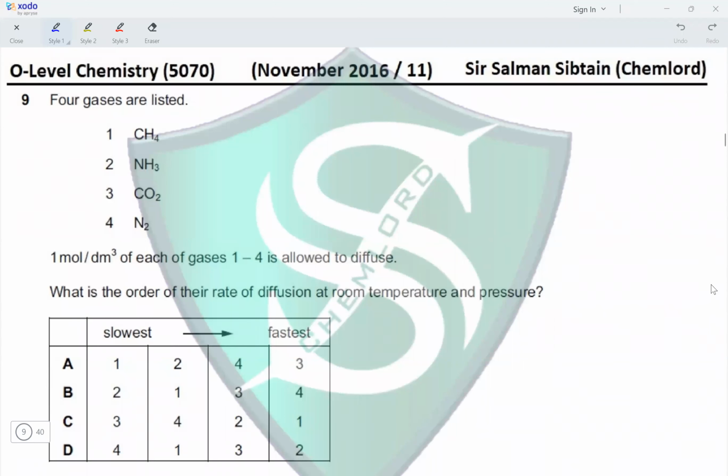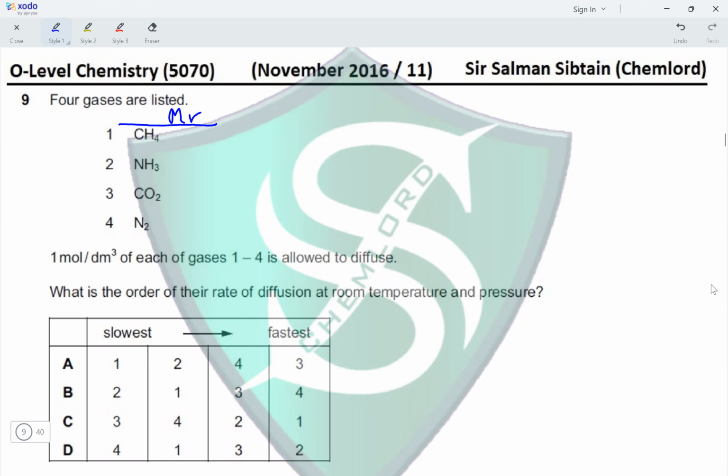Question 9. Four gases are listed: methane, ammonia, carbon dioxide, and nitrogen. 1 mole of each gas is allowed to diffuse. What is the order of their rate of diffusion at room temperature and pressure? Since the temperature is maintained at RTP, the diffusion would depend on the mass of the gaseous molecules, which would be equivalent to their Mr.